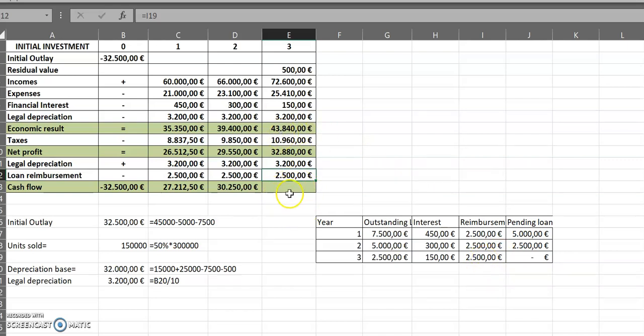And in order to calculate the cash flow of the last year, we have to do net profit plus legal depreciation minus loan reimbursement plus the residual value we have here on top. So please don't forget adding the residual value. And once we have all this, we have finished calculating the cash flows, and in the following videos you will see how to use them in order to calculate the net present value, the internal rate of return, and the payback.